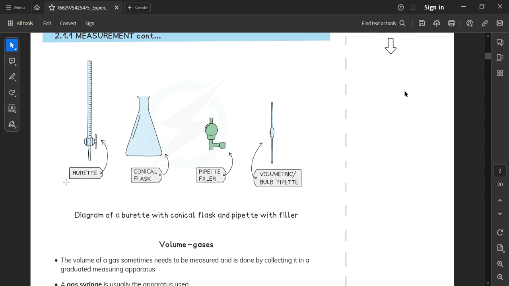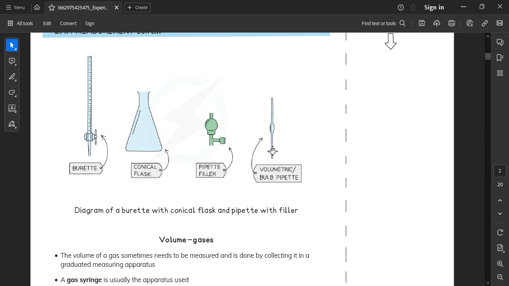So over here, this is what a burette looks like. This is what a conical flask looks like. This is what a pipette looks like, and this is what a volumetric bulb pipette looks like.